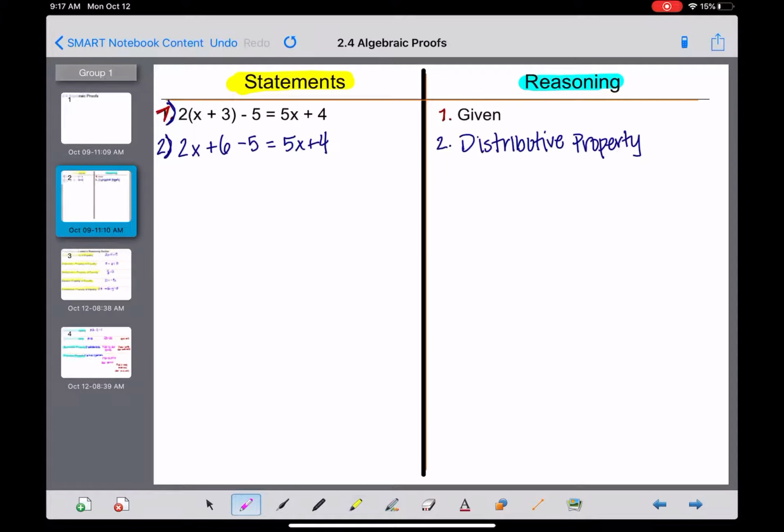All right, number 3. I'm going to choose to combine my like terms. So on the left-hand side, I have 2 constants of 6 and minus 5. I'm going to combine that together to make positive 1. And what did I do? My reasoning: I combined like terms.